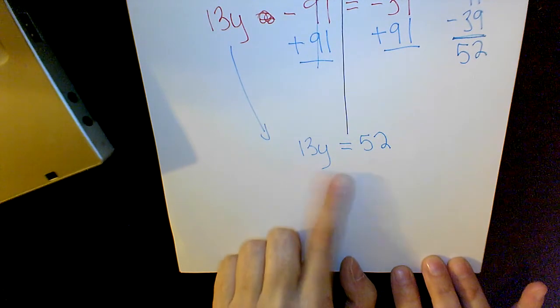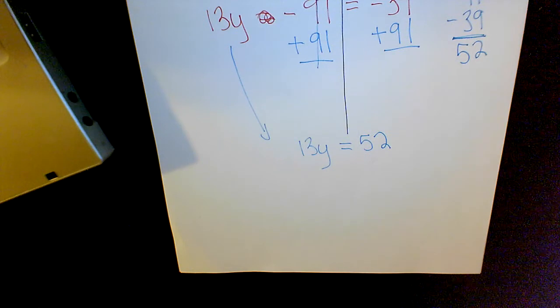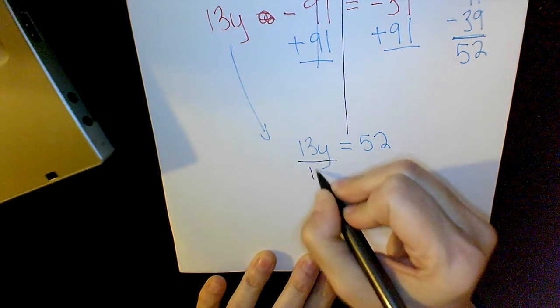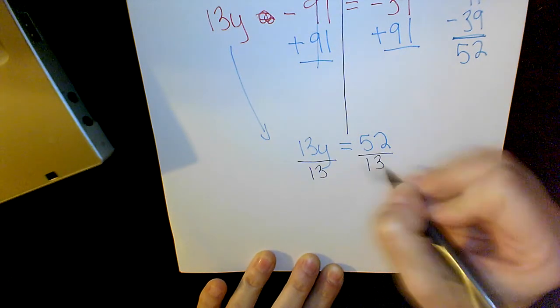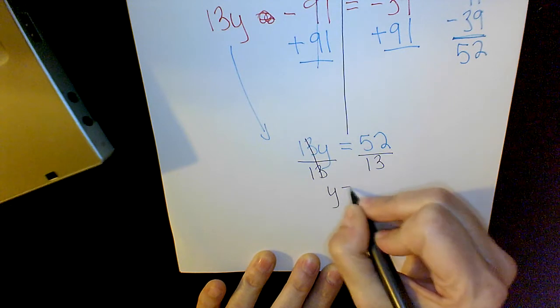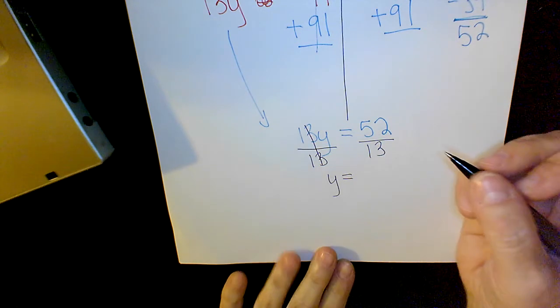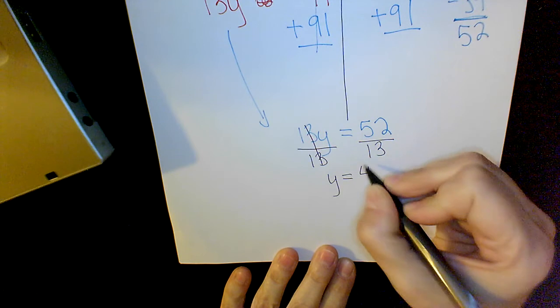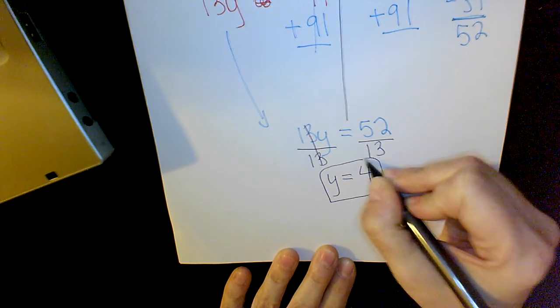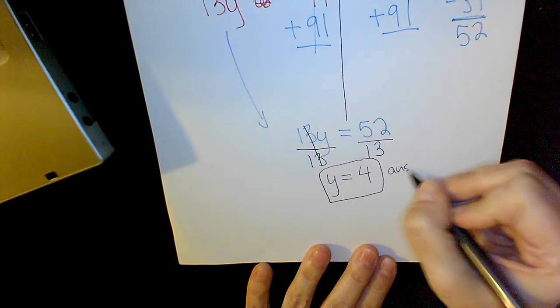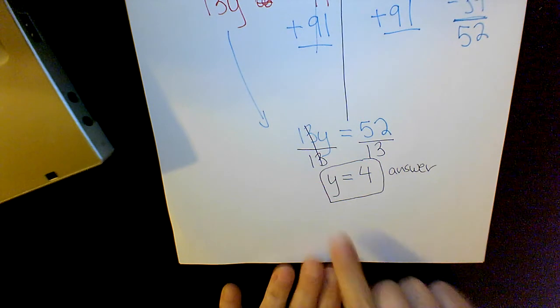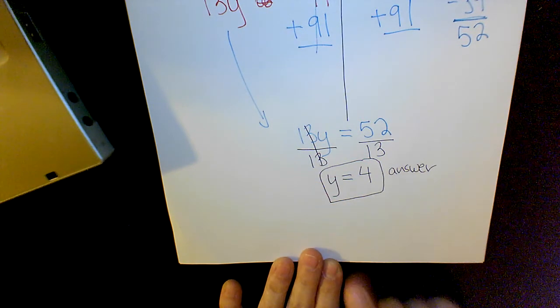I need to do what here? Because the 13 and the y are being multiplied, so I need to do the opposite, and I need to divide both sides by 13. So the 13s are going to cancel. And punch in if you need to, 52 divided by 13. And that's just 4. So my final answer is y equals 4.